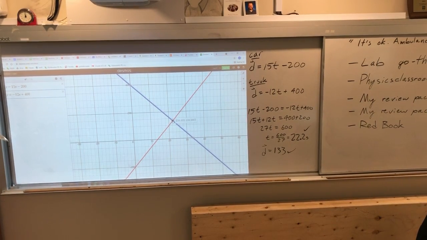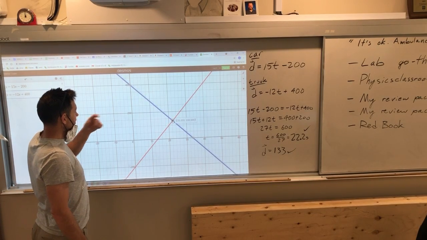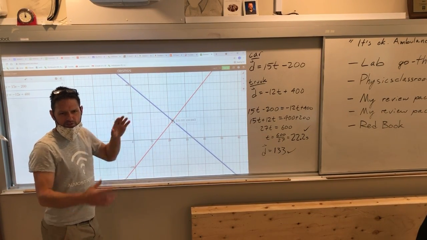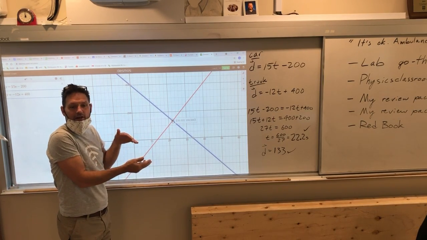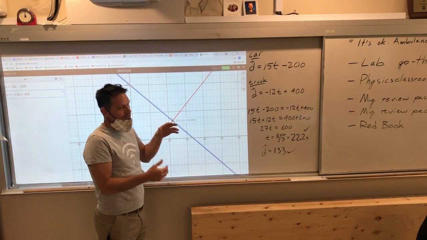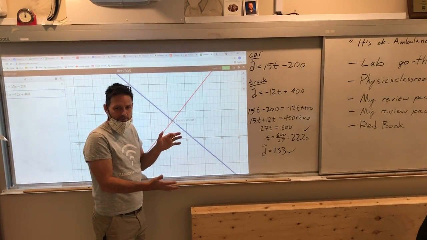This is question 5C from the exam review package. It's a car driving and a truck driving. So this is actually number 4 and 5. Number 4 is the car. And it says the car starts 200 meters west of the town square.